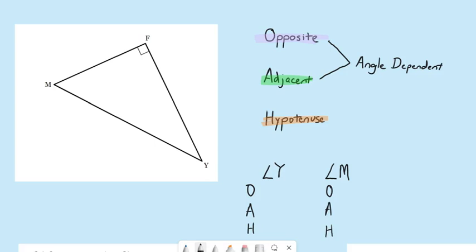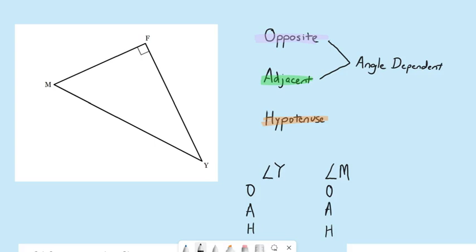Adjacent is the side that's next to it, but not the hypotenuse. And the opposite and the adjacent are both angle dependent. They'll switch. And then lastly, there's the hypotenuse. Now that's never going to switch. The hypotenuse of a right triangle is always going to be the same, no matter what angle you look from.